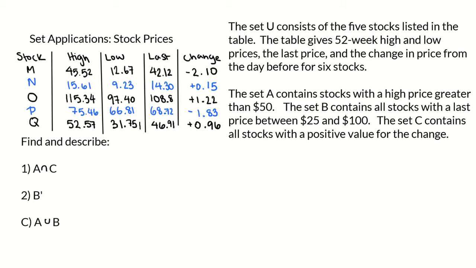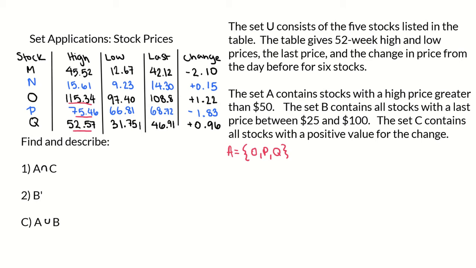So the set A is all stocks with a high price greater than 50. I see a high price greater than 50 here, here, and here. So the set A contains O, P, and Q.